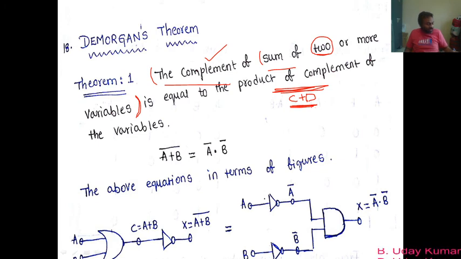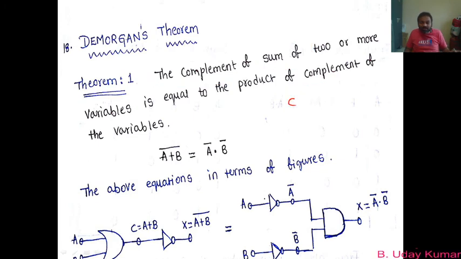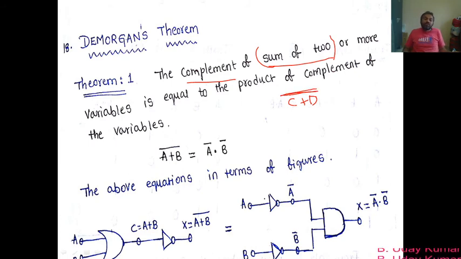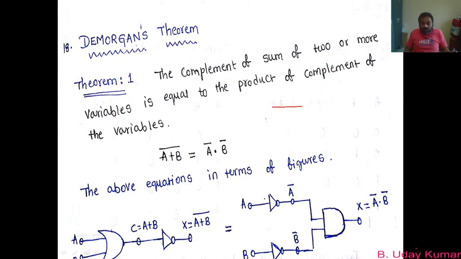Let me erase this once again. So I just write the variables as C and D, two variables that I have taken were C and D, right? Now the sum of two variables means C plus D, and the complement of sum of two variables means what? Sum of two variables is C plus D, and complement is nothing but bar, C plus D bar. So C plus D bar is nothing but the complement of sum of two variables. So that you have to understand. Is that clear? Is that fine?